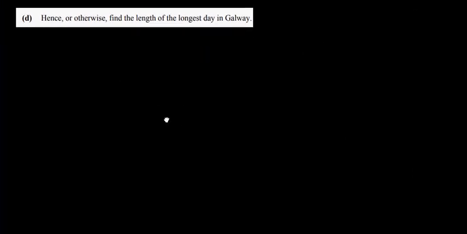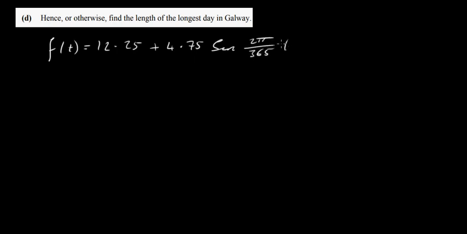So usually you go for the hence bit, but there are actually two ways of doing this that I can think of. Find the length of the longest day in Galway. The length of the longest day. Well, our original function was f of t is equal to 12.25 plus 4.75 times sine 2 pi over 365 times t.